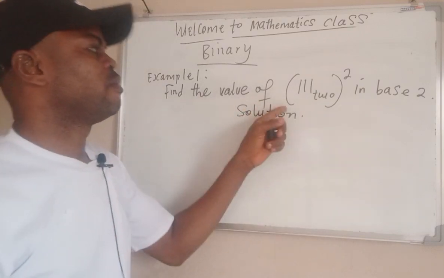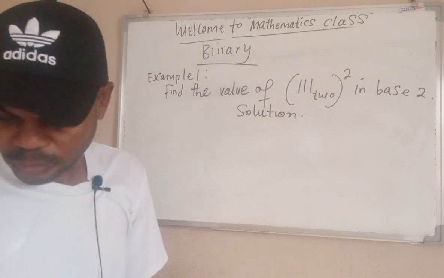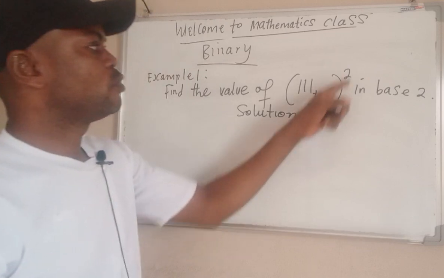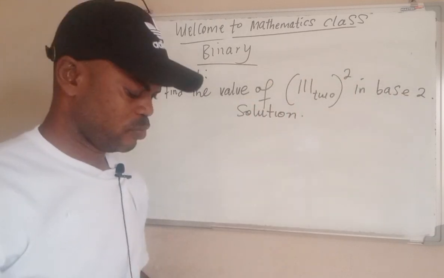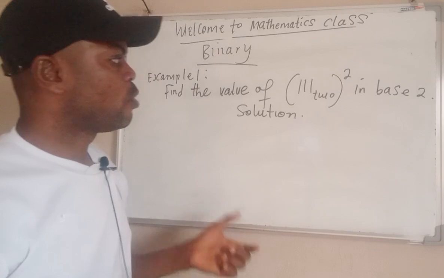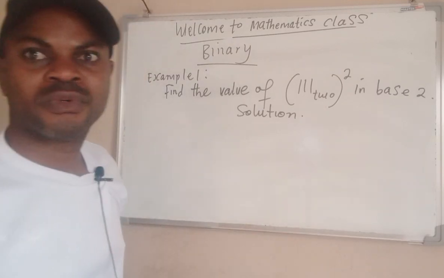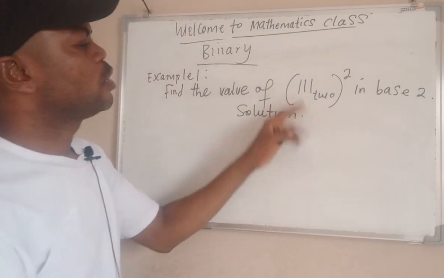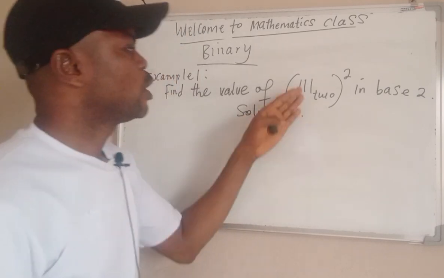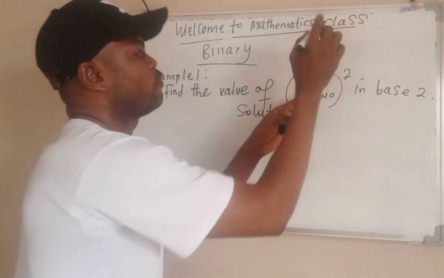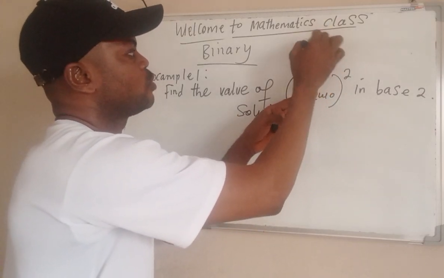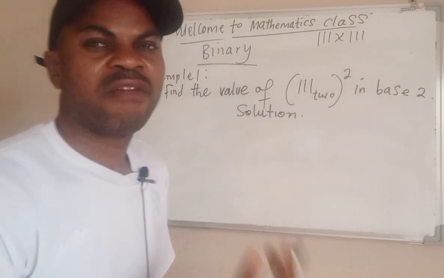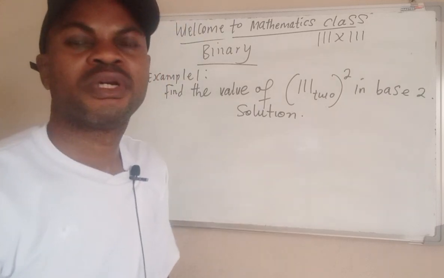The question says find the value of triple 1 base 2 raised to power 2, in base 2. The size you calculate must also be in base 2. So what do we do in this case? There are two ways to do it. The first method is you can multiply 1 times 1, and whatever answer you get will also be in base 2. It will also be correct.